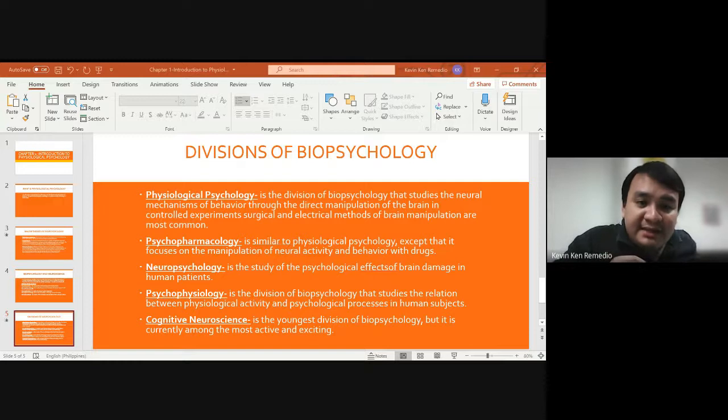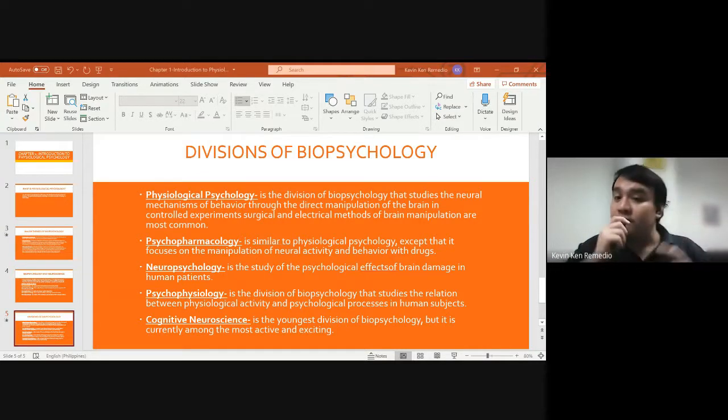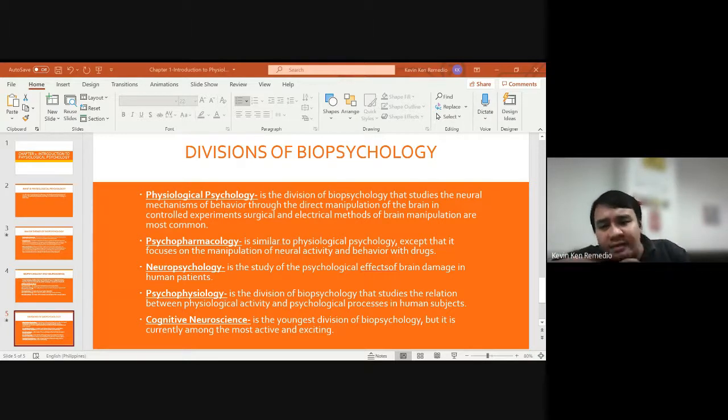Okay? Next is psychopharmacology. Similar to physiological psych, except that it focuses on the manipulation of neural activity and behavior with drugs. Drugs, antagonist drugs, agonist drugs. We have to understand that certain drugs have certain effects. Depressants, stimulants. Stimulants stimulate brain activity.